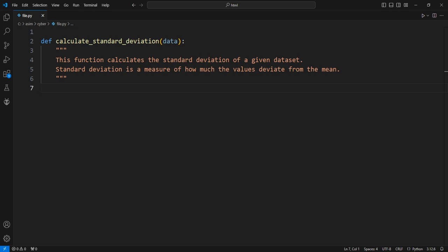Calculate the mean of the dataset. The mean is the sum of all values divided by the number of values in the dataset. The mean helps in determining the center of the data distribution. We store it in the variable mean so we can use it in the next step.